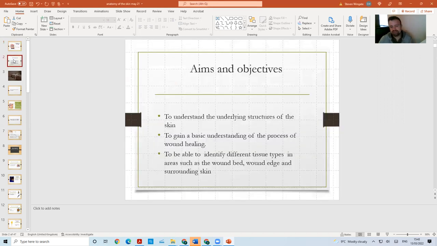So the aims and objectives today is to understand the underlying structure of the skin, to gain a basic understanding of the process of wound healing, and to be able to identify different types of areas such as the wound bed, the wound edges, and the surrounding skin.